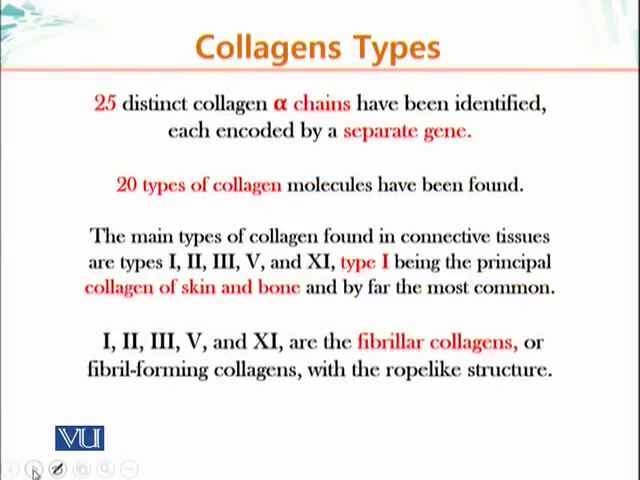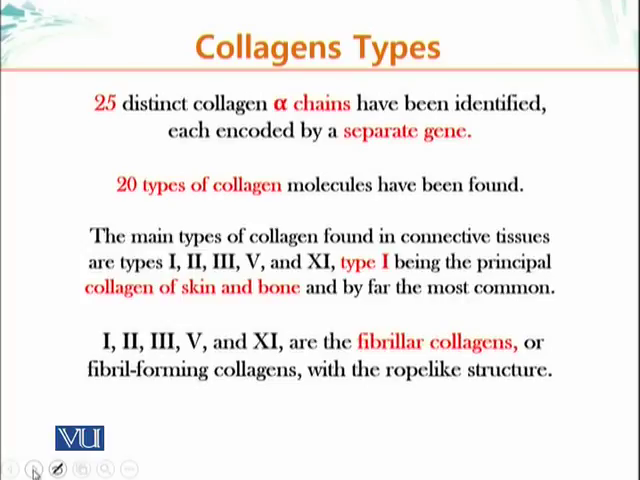There are 25 distinct collagen alpha chains that have been identified, each encoded by a separate gene. Theoretically, this means if you have 25 different collagen proteins that cells can make, and if you can combine them in different combinations, you can have thousands of different types of collagen. We don't have thousands of different types of collagens. We only have 20 different types of collagens in our body.